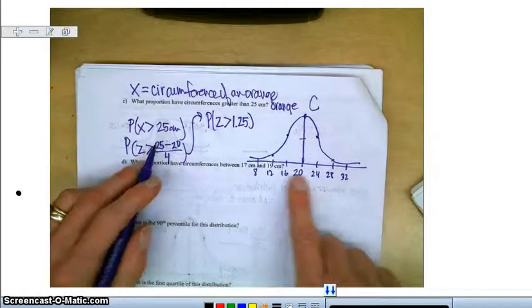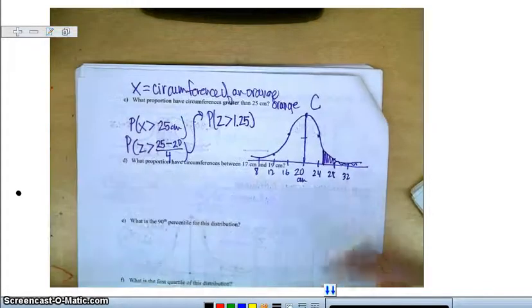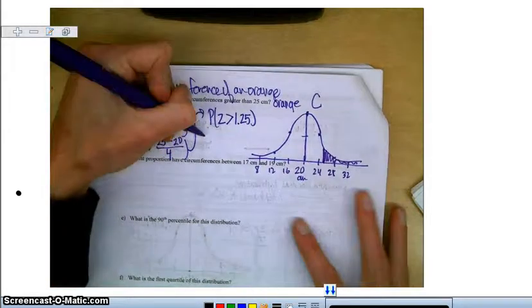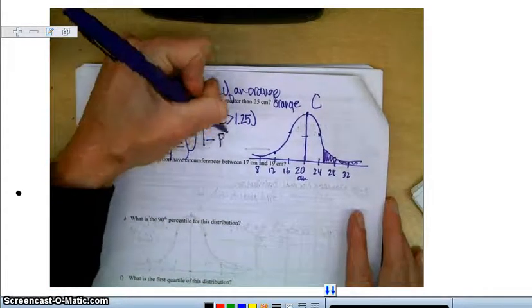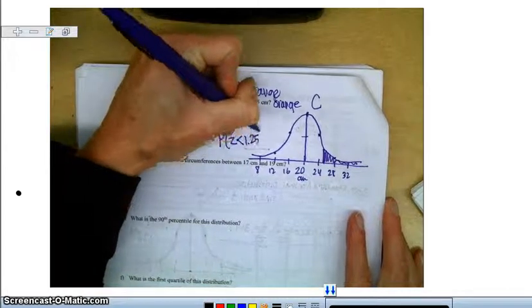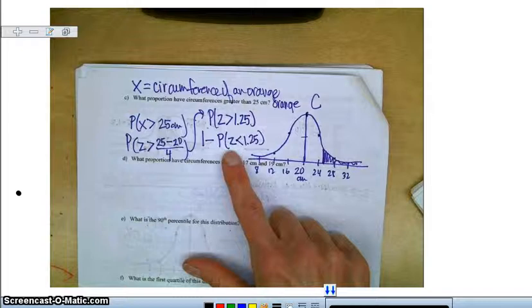Here's the 25 centimeters on here. We're looking for this shaded here. All our normal distribution will find for us is this. So all we're going to do is take 1 minus the proportion of z-scores that are less than 1.25. So we're going to find it by using the complement.